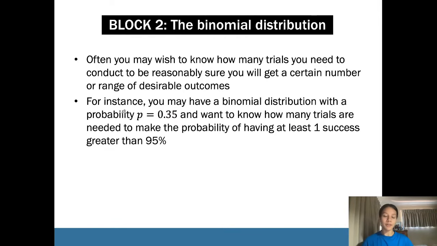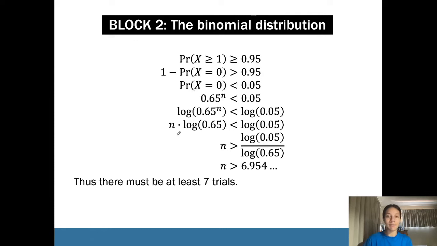Cool. So that is a little bit of revising the binomial distribution in terms of calculating expected value and the variance. But often you may wish to know how many trials you need to conduct to be reasonably sure you'll get a certain number or range of desirable outcomes. So you might have a binomial distribution with a probability of 0.35, and we want to know how many trials are needed to make the probability of having at least one success greater than 95%. So this is where we start to put the binomial distribution in context a bit outside of just the straight up calculations.